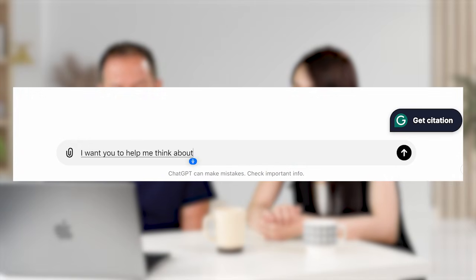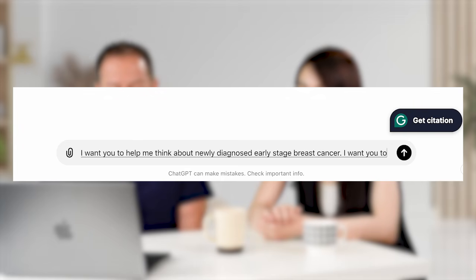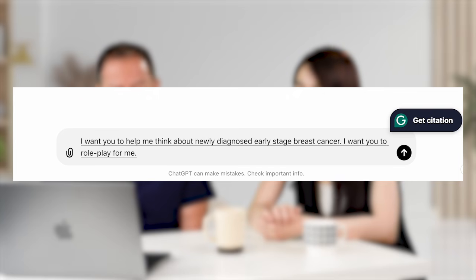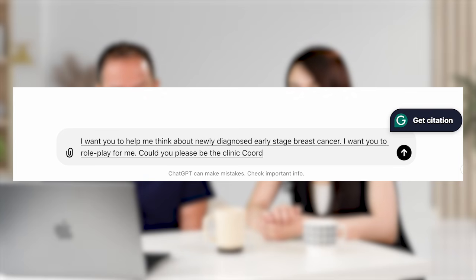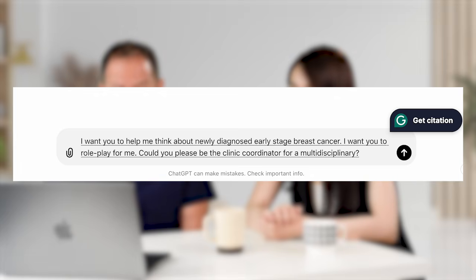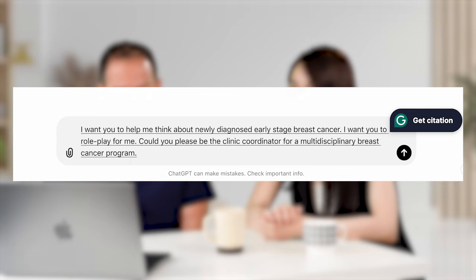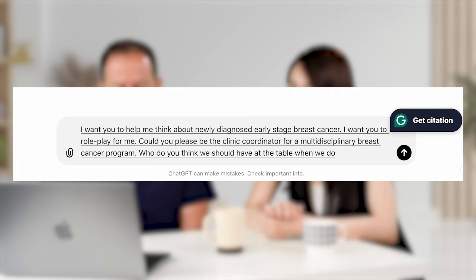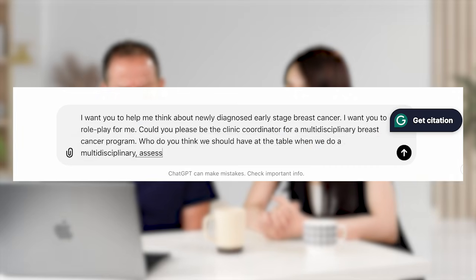And again, my favorite trick, I'm going to dictate to the computer. I want you to help me think about newly diagnosed early stage breast cancer. I want you to role play for me. Could you please be the clinic coordinator for a multidisciplinary breast cancer program? Who do you think we should have at the table when we do a multidisciplinary assessment? So instead of me thinking about who to invite, I've asked GPT to think of who to invite.